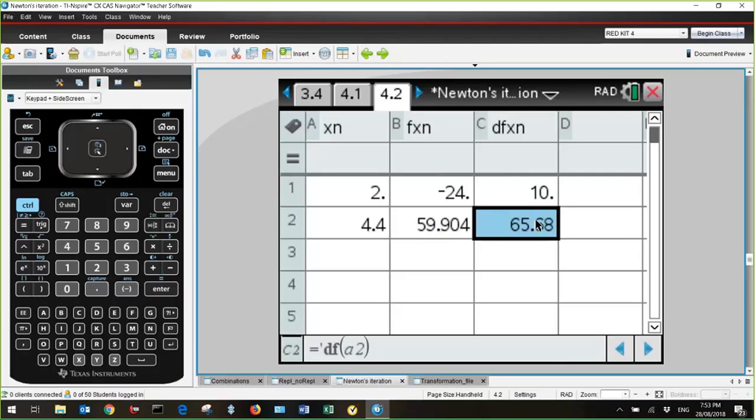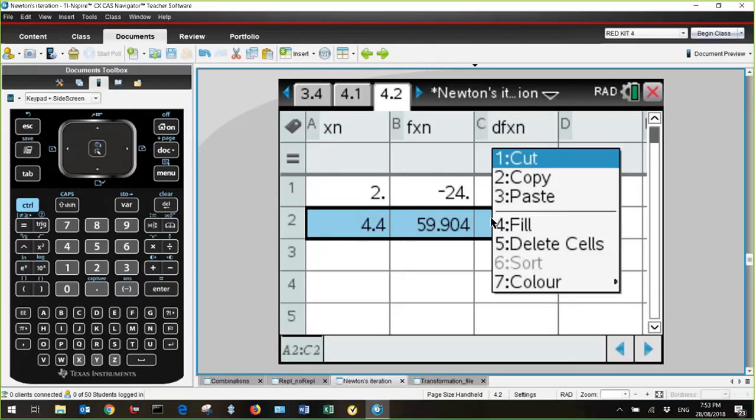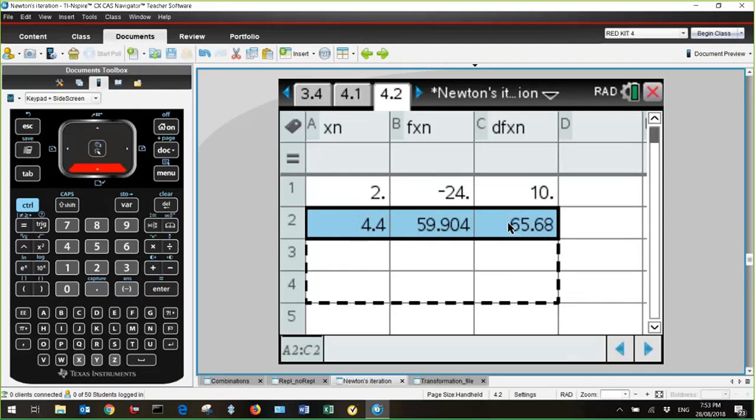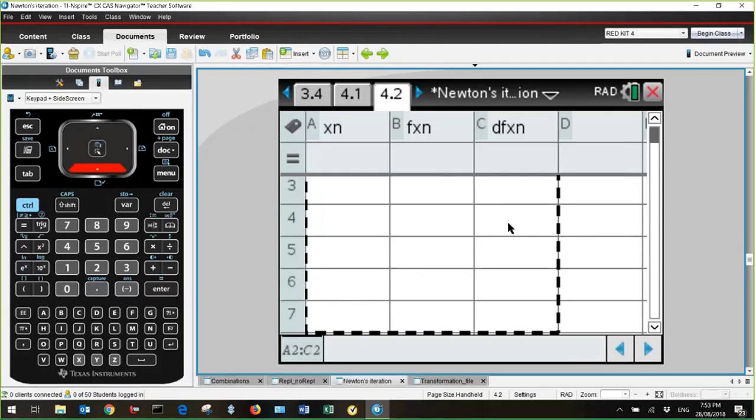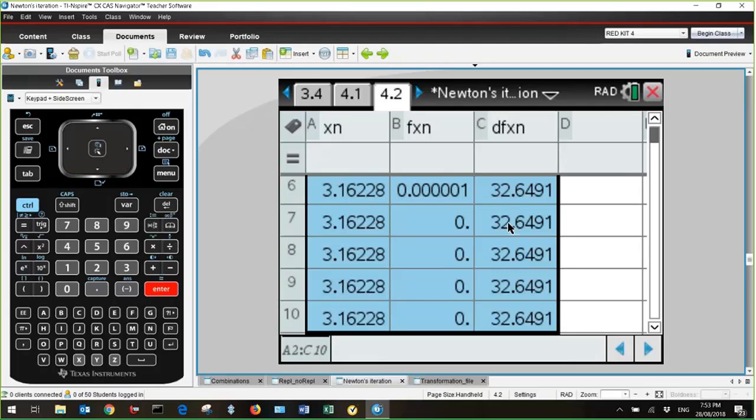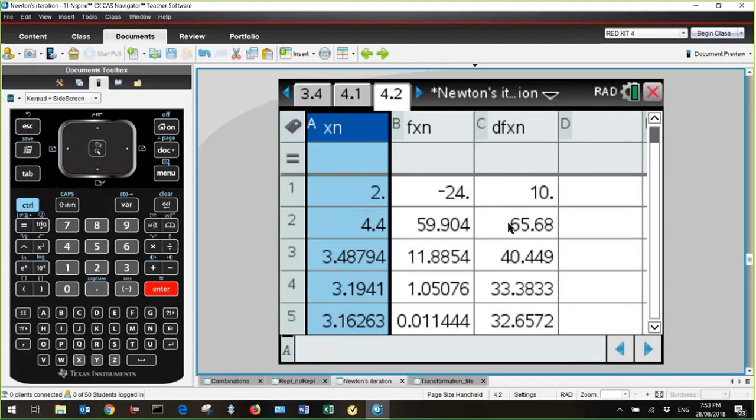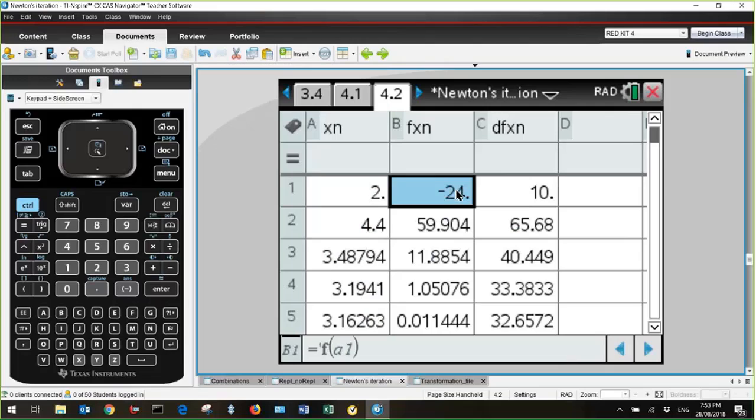Right, I'll hold the Shift key down and select all of those and start filling down. So Control menu, fill. Okay, I'll get up to 10 iterations. Let's see what happened. My first guess was not very good. I mean, I started at -24. Now, the y-coordinate of a root has to be 0, so -24 is not even close.